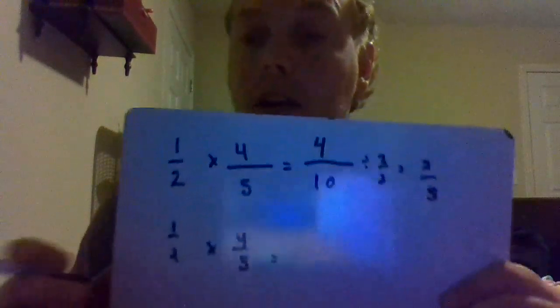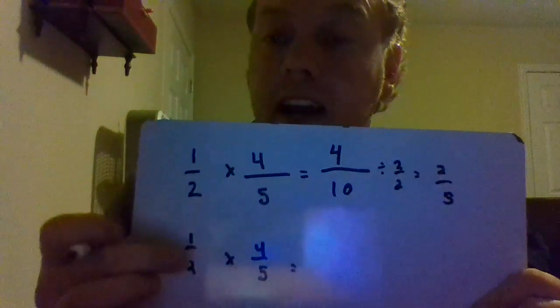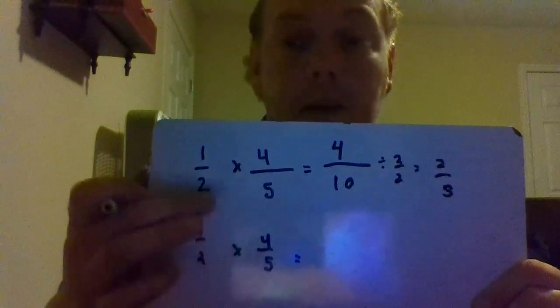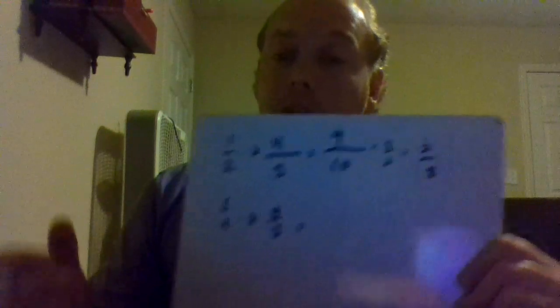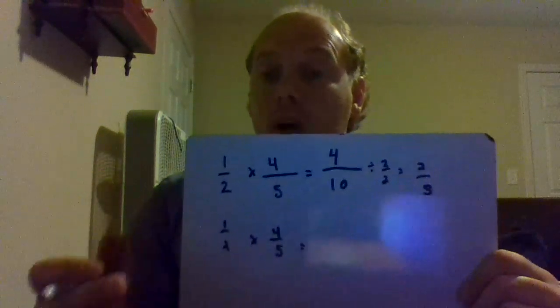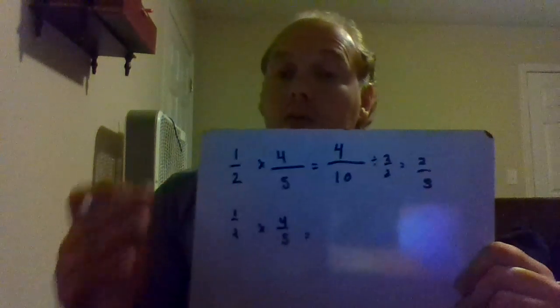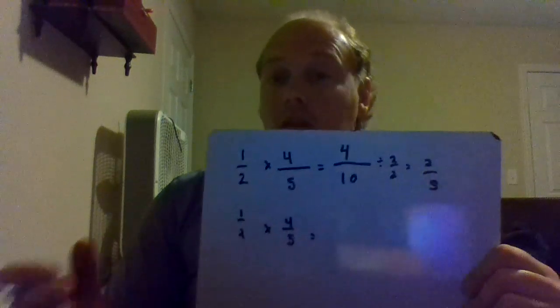Now, just so we can compare, let's write the same problem. And we're going to compare what we did and see if we get the right answer. All right. So at the bottom, we've got 1/2 times 4/5. Same as on the top. We're just going to do it a different way and see if we get the right answer. And that different way is going to be called cross cancellation or cross canceling.